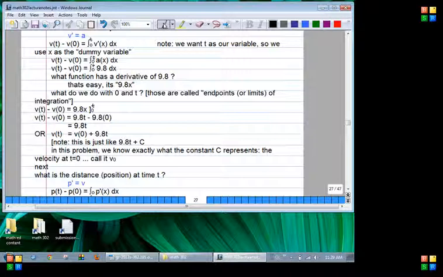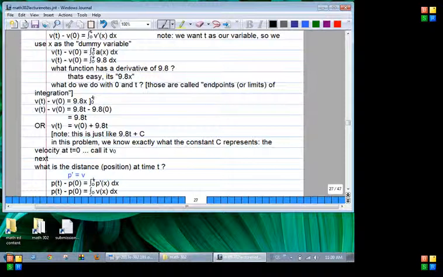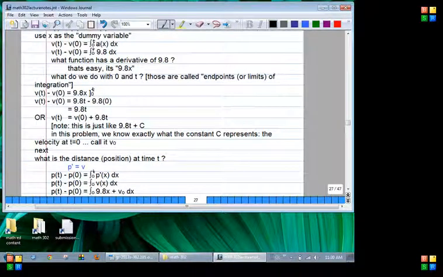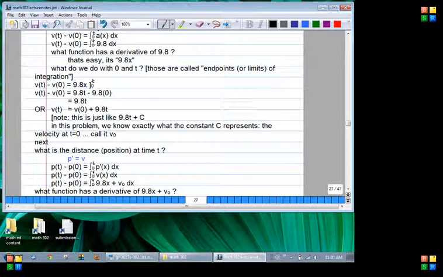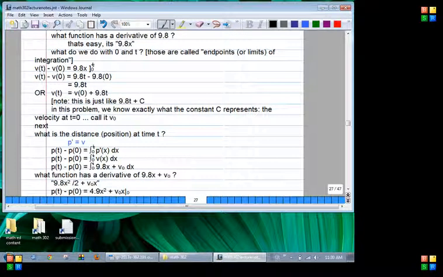Okay. So once again, I'm going to use the fundamental theorem of calculus. P of t minus p of 0 is just the integral from 0 to t of p prime. But we know what p prime is because it's v, and we just found v. The v function was this. So you take the antiderivative of that. So the antiderivative of 9.8x is 9.8x squared over 2, which is just 4.9x squared. And the antiderivative of v0, which is just a constant, is v0 times x. And now we evaluate this from 0 to t.